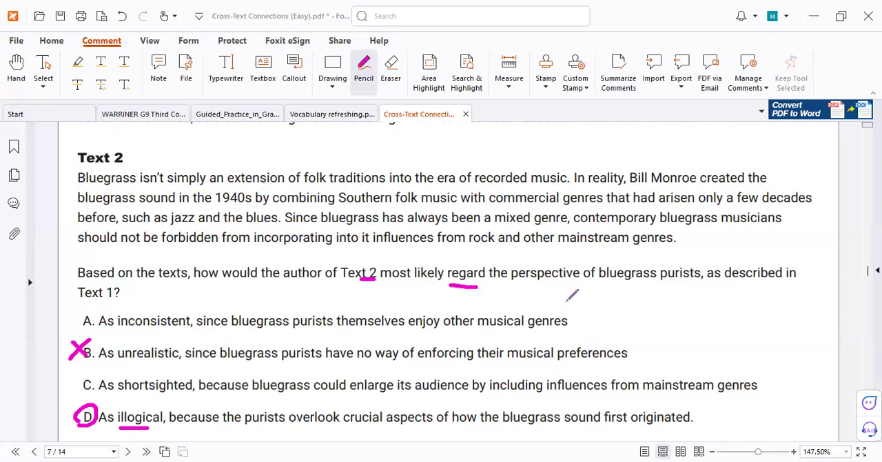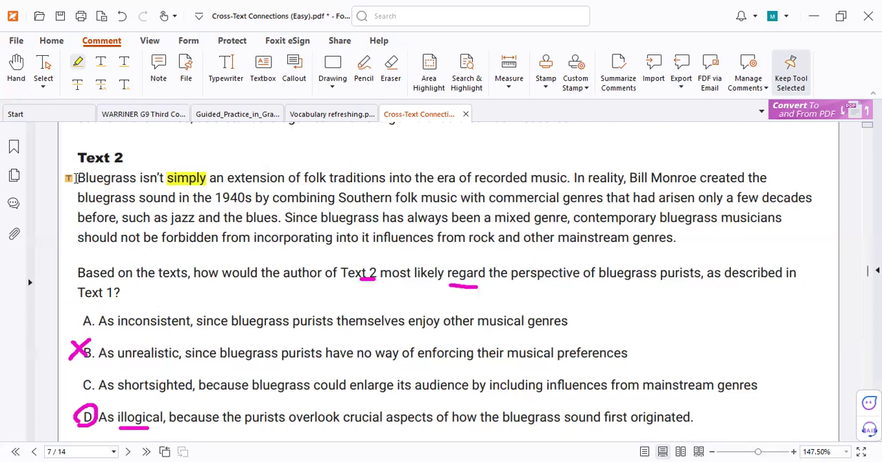Because he said it directly. He said it directly in this way. How? Let's find any evidence to prove it. Because he said it directly like that: "Bluegrass is not simply..." Simple here means, in a simple way. "I know it's not an extension of folk traditions."